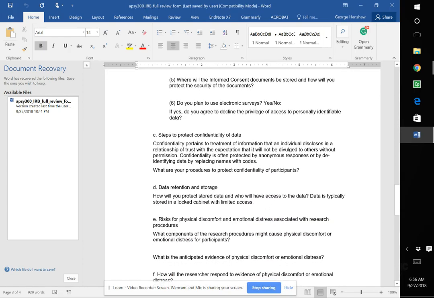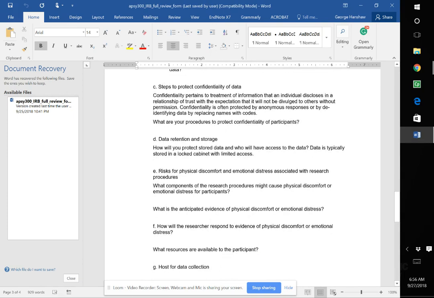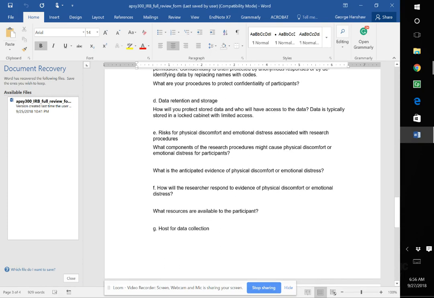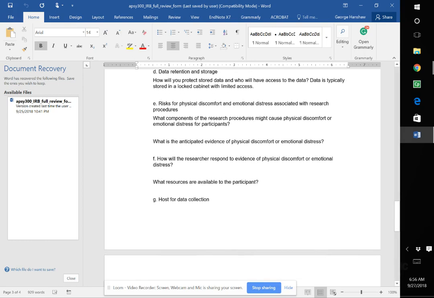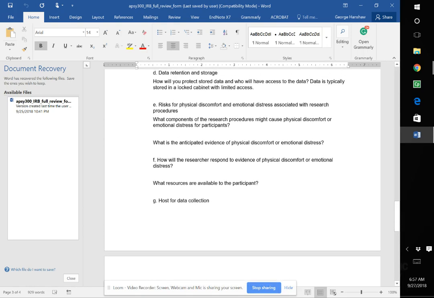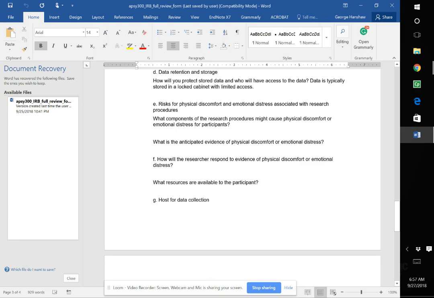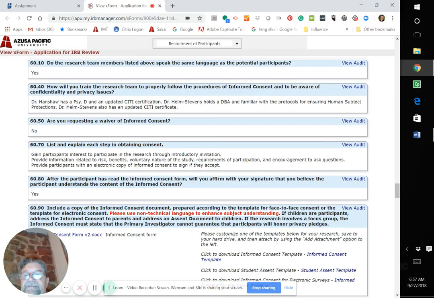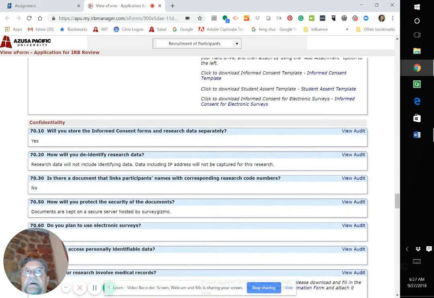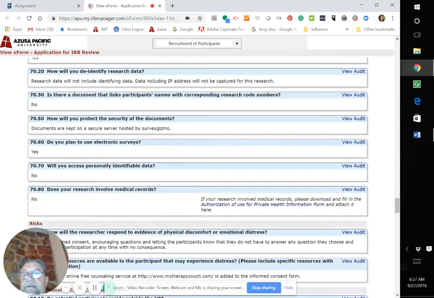And then let's see here. Data retention and storage, that's just where you're going to keep it, how are you going to keep it. If it's electronic data, keep it on a USB drive locked up. If it's papers, just keep them in a locked file cabinet, something like that. And your responses can be that simple as well. Risk for physical discomfort. There's really not going to be any risk for physical discomfort with any of these, but I shouldn't say any risk, there's always a risk, but it's very slight, and you can state that as well.